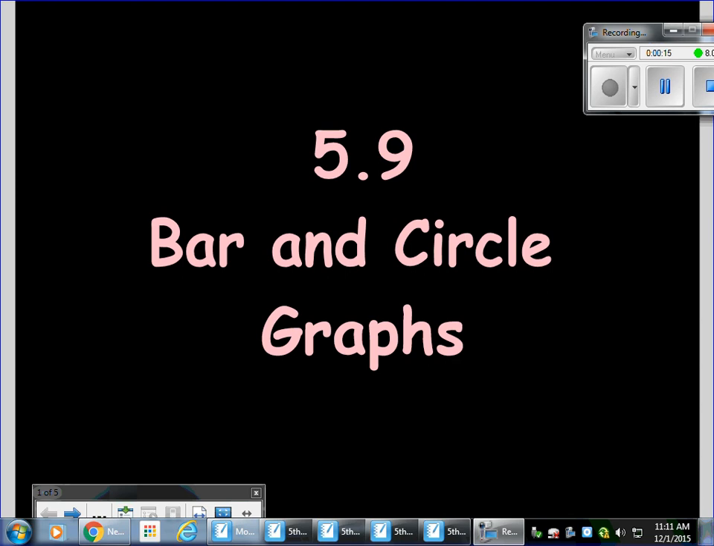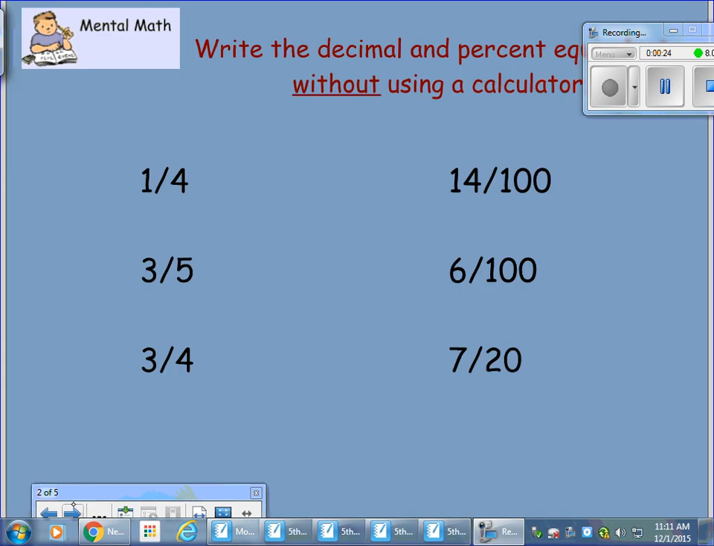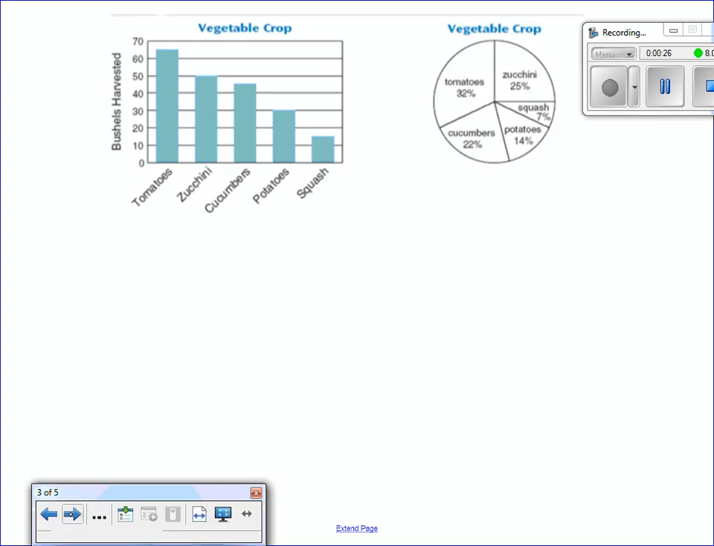First of all, we have to see how they are the same and how they are different when we're looking at these. When would we use a bar graph? When do we want to use a circle graph? We'll jump back to this at the end. So I have a bar graph here, and I have a circle graph, okay?